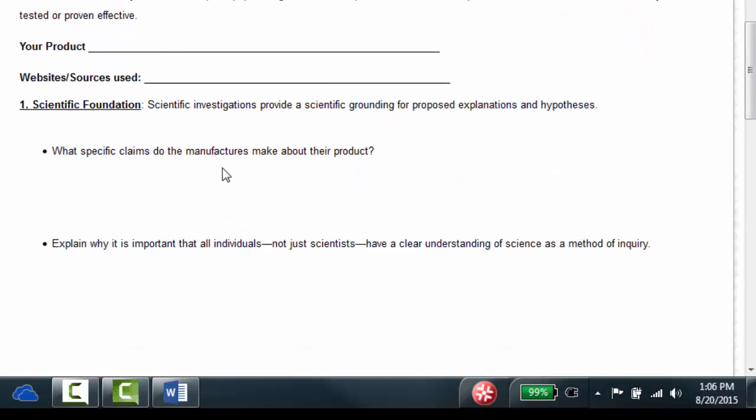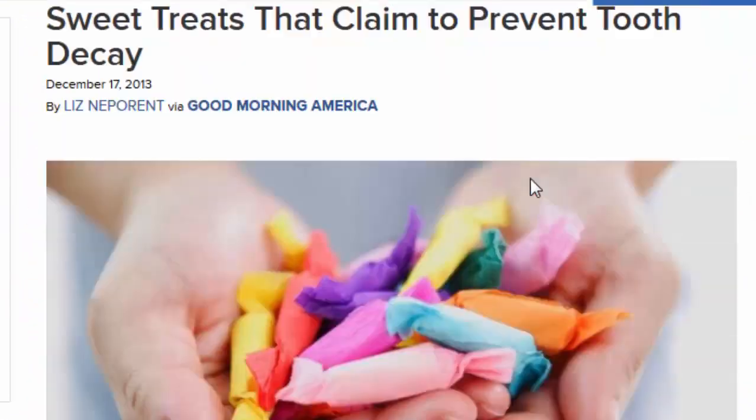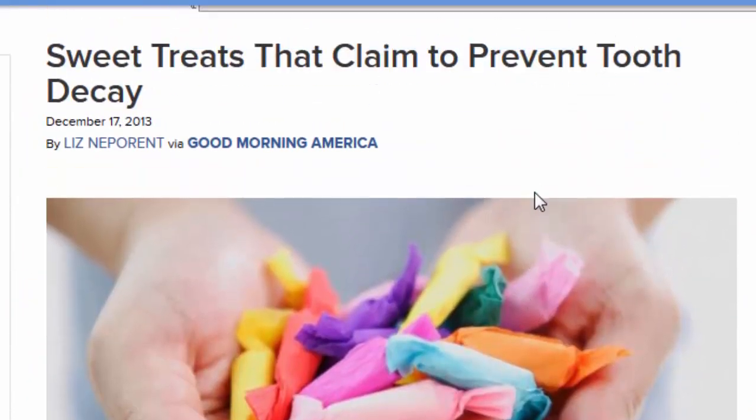What specific claims do the manufacturers make about their product? All right, I'm going to show you one right now that I'm looking at. I did my research and found out these people think that you can eat candy and it will prevent tooth decay. Why did I choose this one?